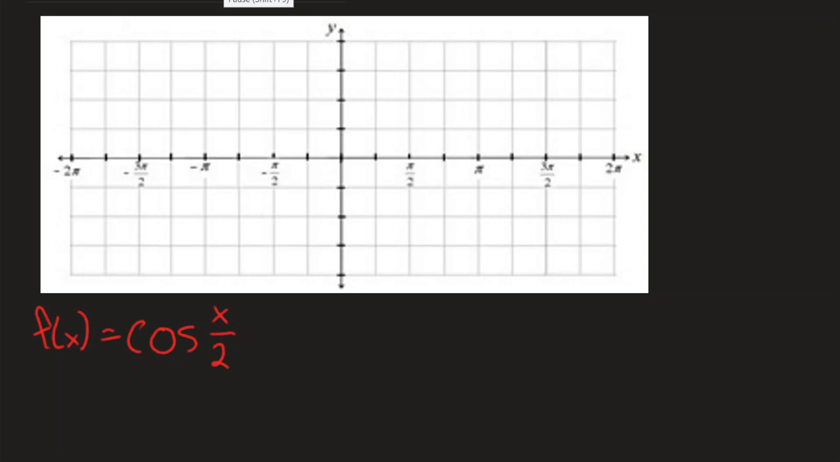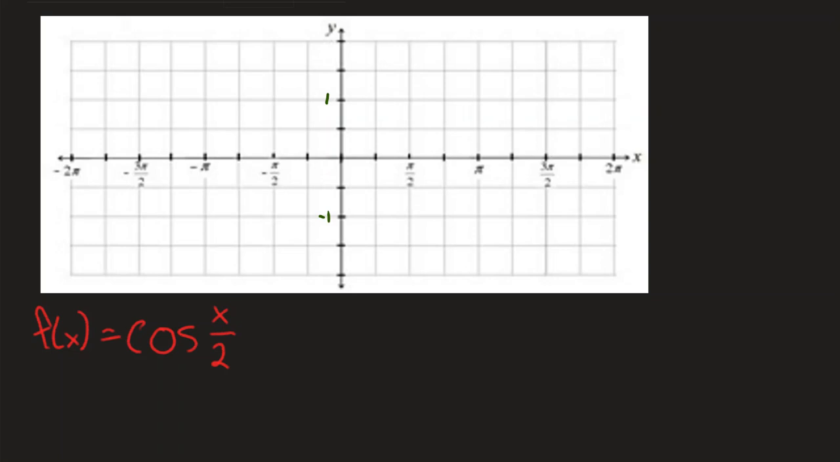Alright, we need to graph cosine of x over 2 and to be sure to show at least 2 full periods. Okay, so thinking about the scale of my graph here, this is almost the cosine graph. I would probably make this go up to 1, this down to -1.